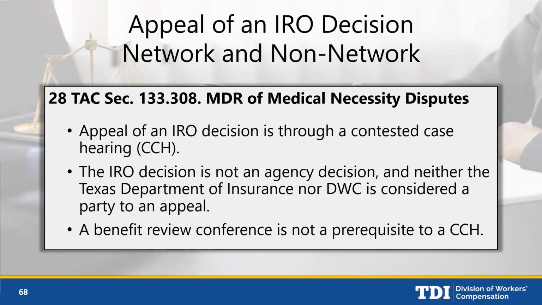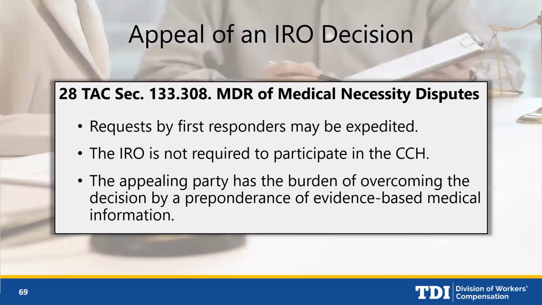A benefit review conference, a BRC, is not a prerequisite to that CCH. So if you're appealing the IRO decision, you're going to go to a CCH or MCCH. Know that first responders have several citations in our law that allow for expedition of their cases. So first responder appeals of an IRO decision can be expedited to a fast CCH. The IRO is not required to participate in that CCH. However, we can ask for clarification from the IRO, but they're not participating in that CCH.